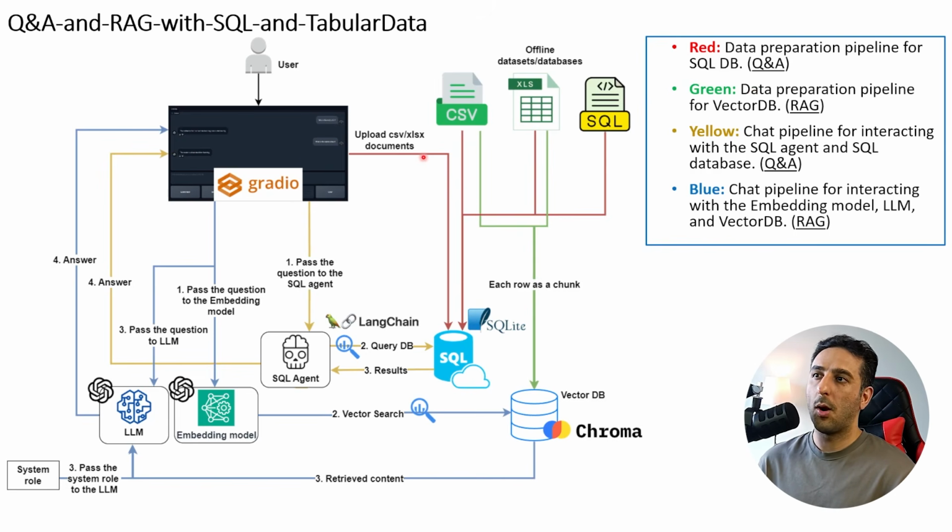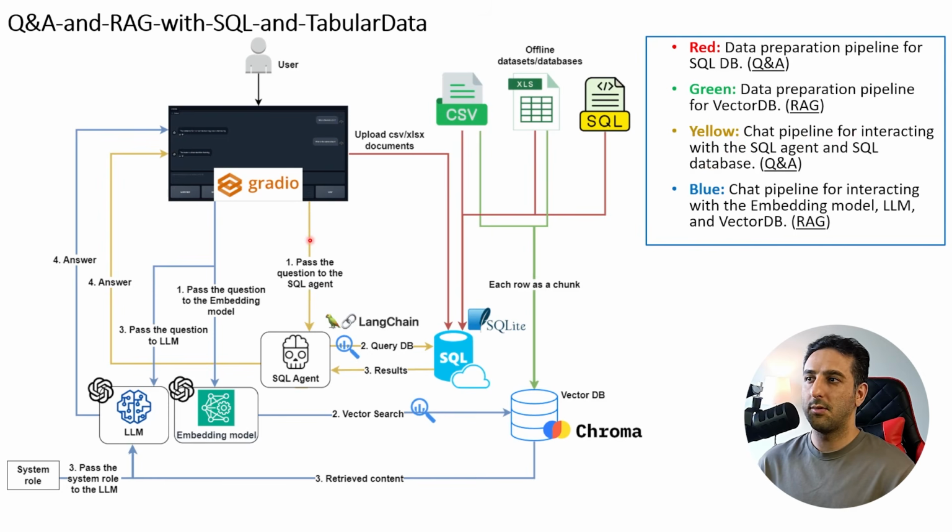I can also upload a CSV file and Excel file while using the chatbot, which automatically will be converted into a SQL database. The green lines are for data preparation pipeline for a vector database. So I will show you how to convert a CSV file or Excel file into a vector database. The yellow lines are the chat pipeline for interacting with a SQL agent and a SQL database.